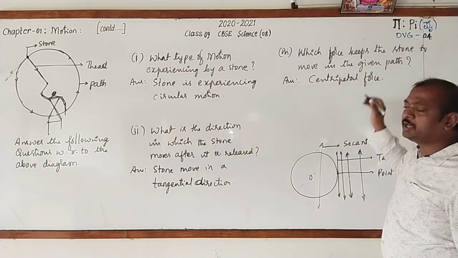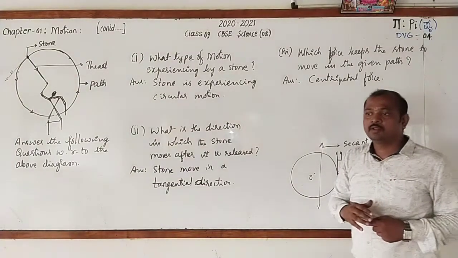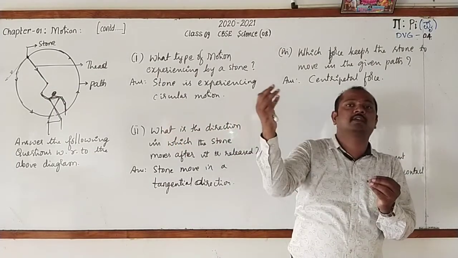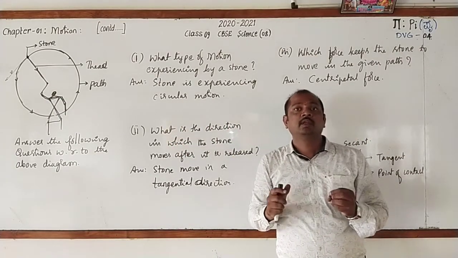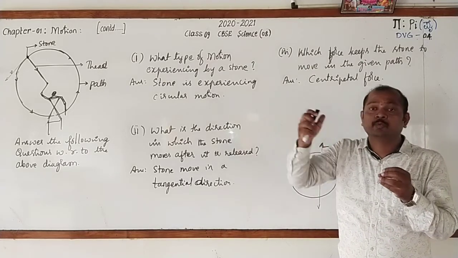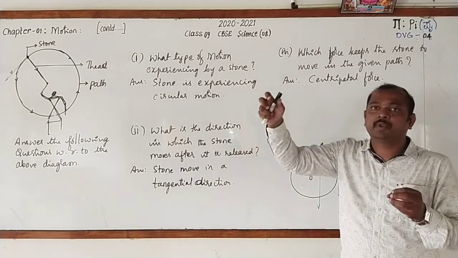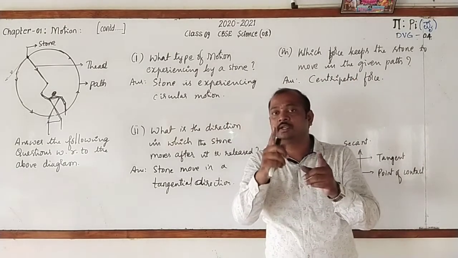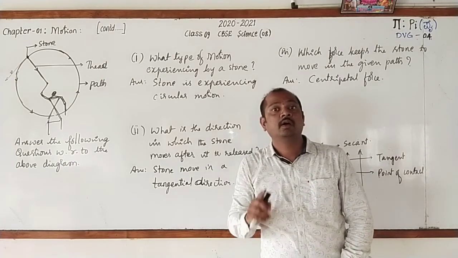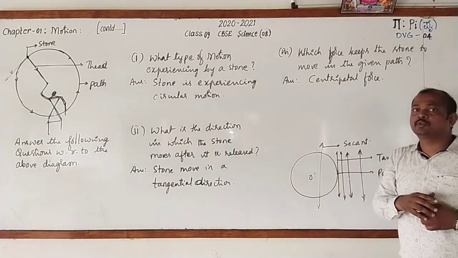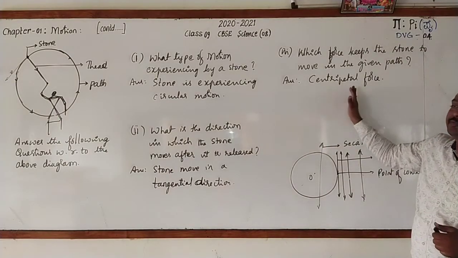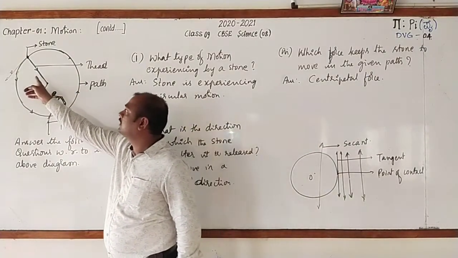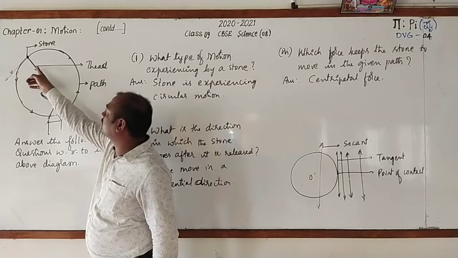Then you may apply this to our solar system. In our solar system, the Sun is at the center and all other planets are revolving around it, right? Then which force has made the planets move around the Sun? Yes, obviously you say it is gravitational force. Understood? So in the case of the Sun and the planets, centripetal force is provided by the gravitational force. Here the centripetal force is given by the thread.